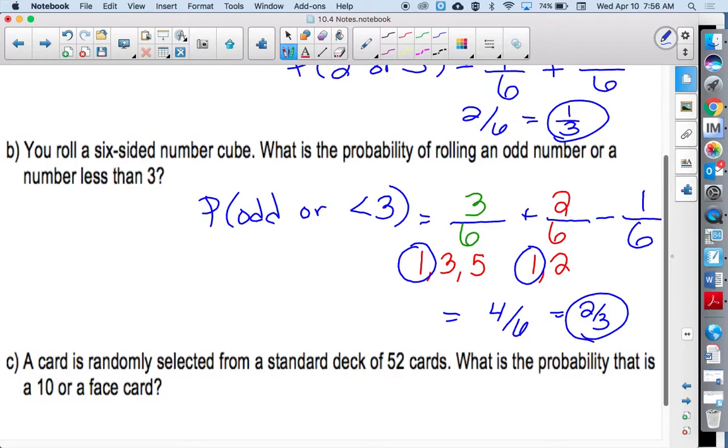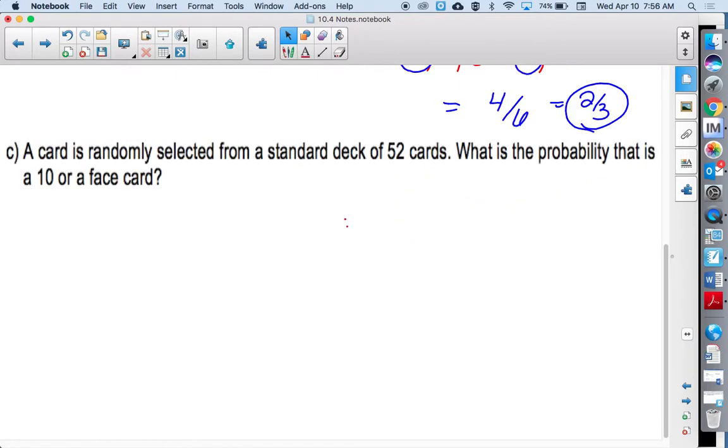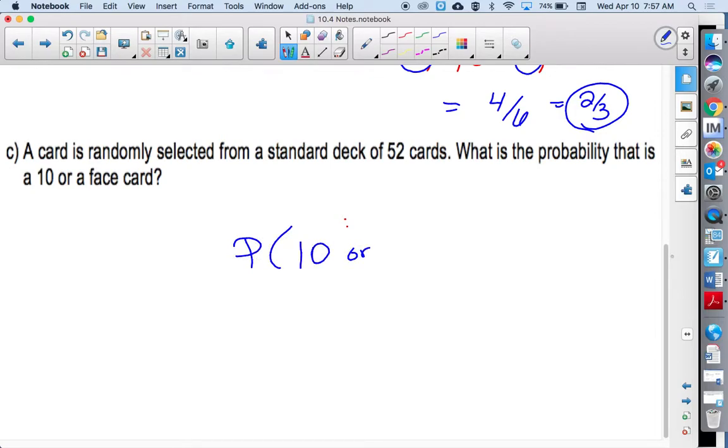The third one underneath says a card is selected from a deck of 52. What is the probability that you get a 10 or a face card? So find the probability of getting a 10 or the probability of selecting a face card. So your face cards are your jacks, your queens, and your kings.